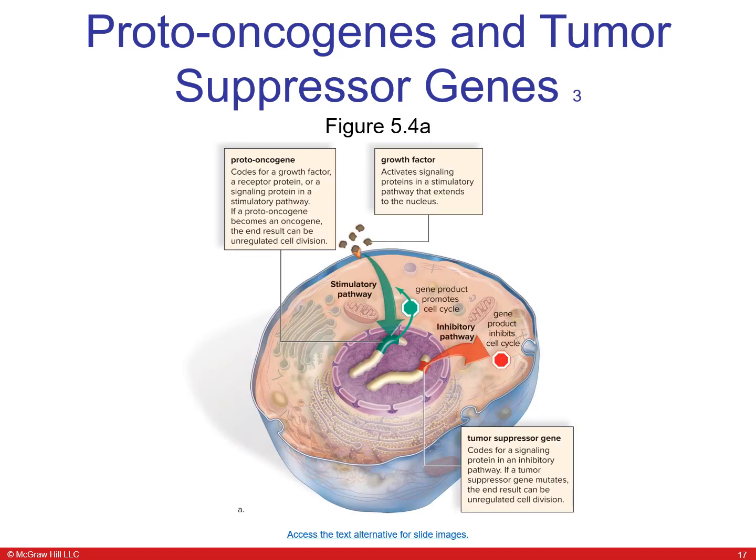So here's an example of proteins turning things on for the cell cycle and turning things off, such as the proto-oncogenes, growth factors, and the tumor suppressor genes.